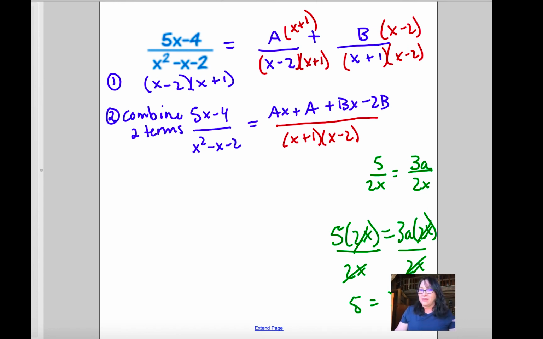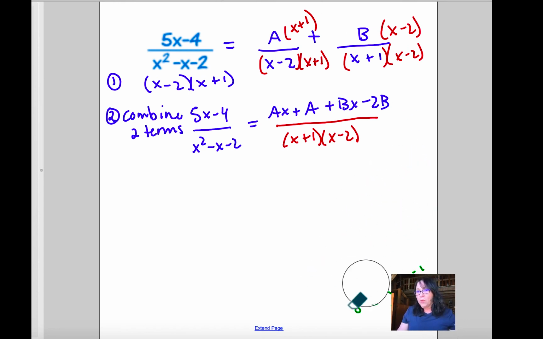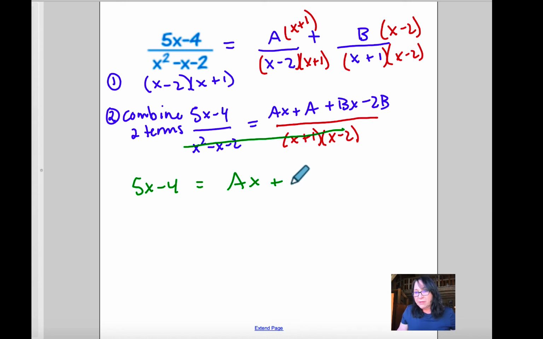So the same concept is happening here, where we have a common denominator, and this value equals this. So that means that if I were to cross multiply, the denominators would cancel, and that would leave me with my numerators set equal to each other. So now I have my 5x minus 4 equals ax plus a plus bx minus 2b, all right? So step 3 is basically cross multiply and get rid of the denominator.